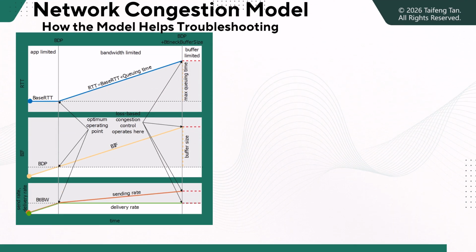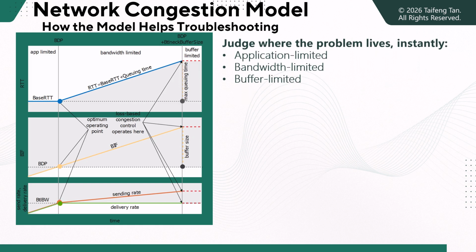You might be wondering, how does this model help with troubleshooting? Here's the short answer. When you open Wireshark and face a screen full of packets, this model becomes your map. No matter how complex the real network is, every single transfer state can be simplified into this model. Every TCP connection, at any given moment, is in one of these three phases. There are only three ways a flow can be limited. A slow transfer always gets stuck in one of the three phases.